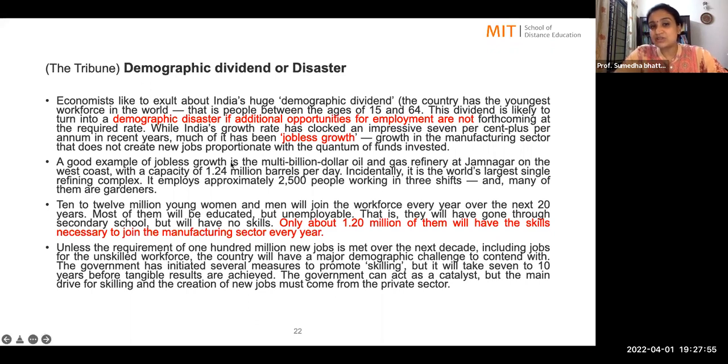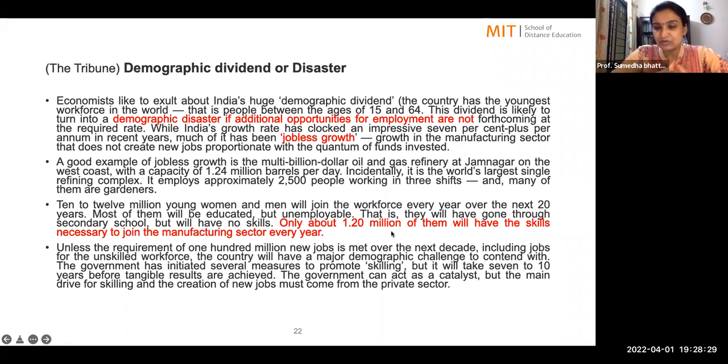A good example of this jobless growth is a multi-billion-dollar oil and gas refinery at Jamnagar on the West Coast with a capacity of 1.24 million barrels per day. It is the world's largest single refining complex. Now the number of people that it absorbs is 2,500 people, and many of them are just gardeners. So they're not even contributing majorly to the production process. So only 1.20 million will have skills.